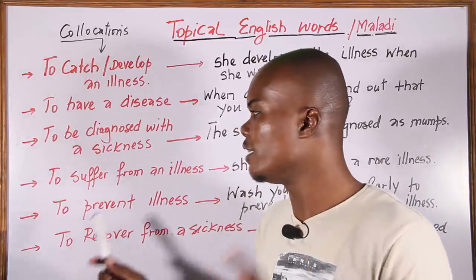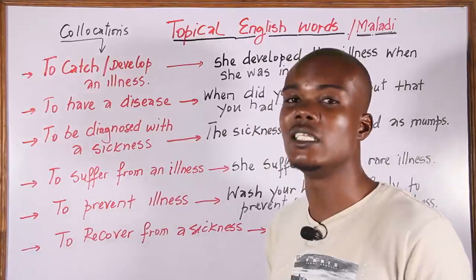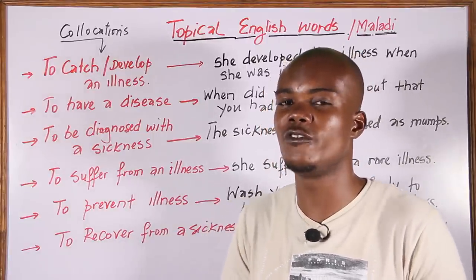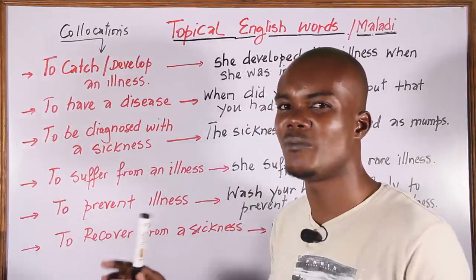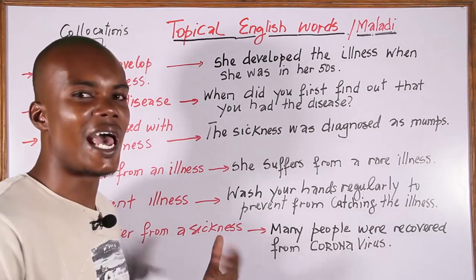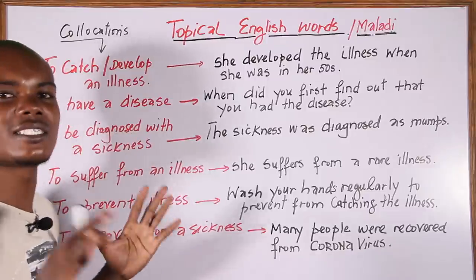But in English, to say that, you say to suffer from an illness. Or you can say to suffer from a disease, to suffer from an ailment, etc. To suffer from a disease is to have it when you were diagnosed with that sickness.